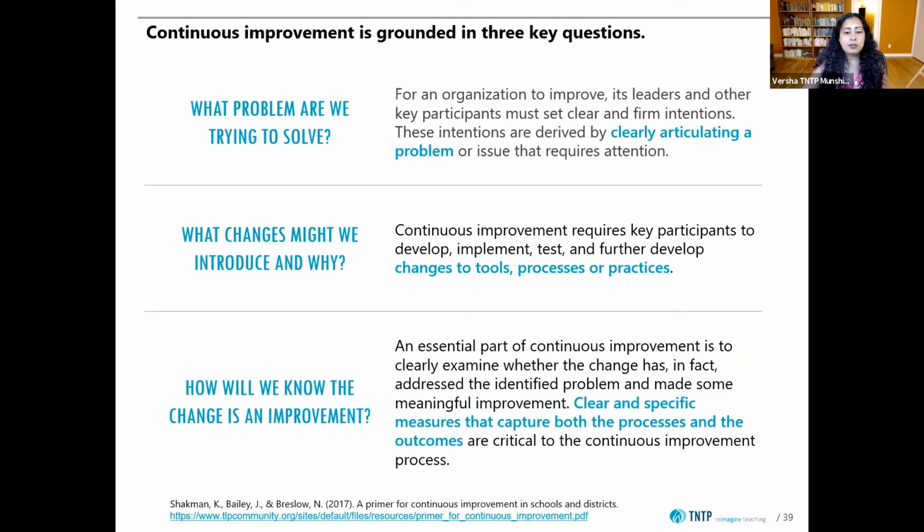So while there's a range of principles that can guide the process of continuous improvement, at its core, it's about working with these questions and with the educators in the school community to understand a stated problem that is impacting student experience, and then figuring out what are the ideas that can begin to impact that problem. And so we have these three key questions here. What problem are we trying to solve? What changes might we introduce and why? And how will we know that the change is an improvement?